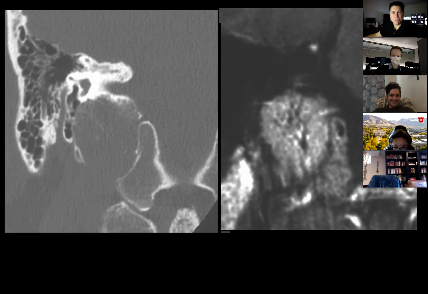And what is their usual vector of spread? Laterally and superior, up towards the middle ear cavity. All right, good. Okay, Grace?